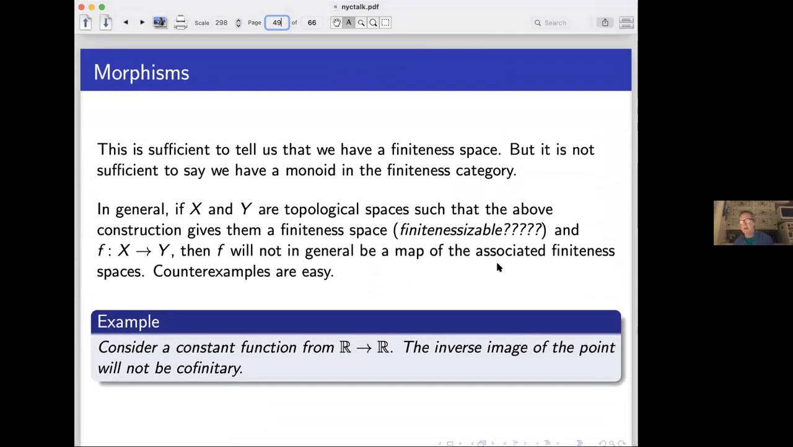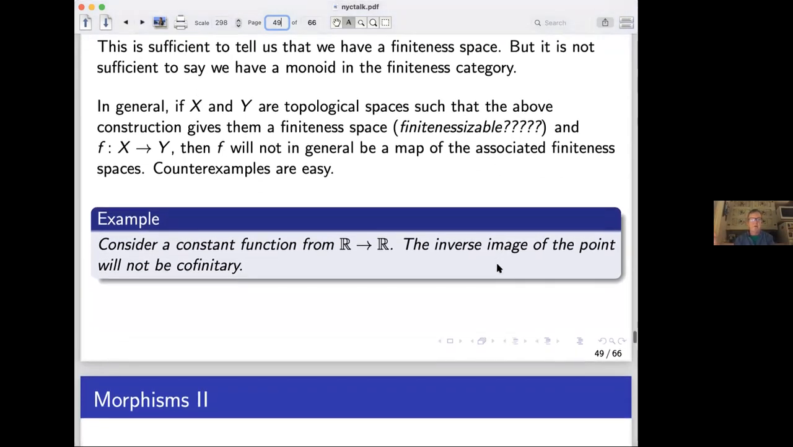But I'm actually getting slightly ahead of myself because if you give me 2 topological spaces and they both satisfy the finiteness property, and you give me a continuous map between the two, a partial continuous map, I should say, then it may or may not be the case that the partial map is a map of finiteness spaces. So I need to add some extra structure here. I need to find a property for which the continuous partial map is a map of the corresponding finiteness spaces. Here's just a counterexample. Constant functions obviously don't satisfy that.